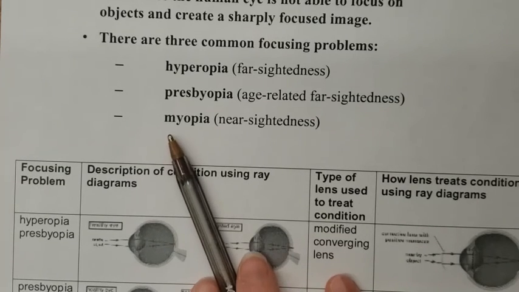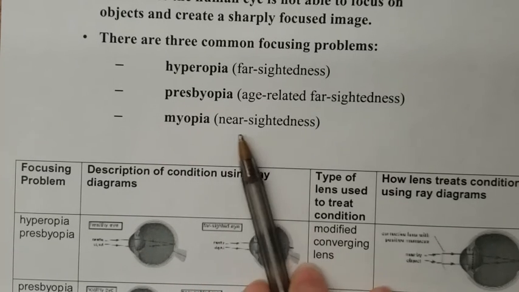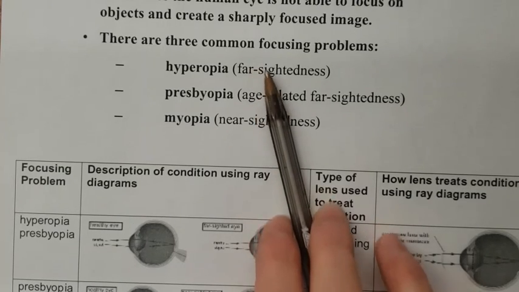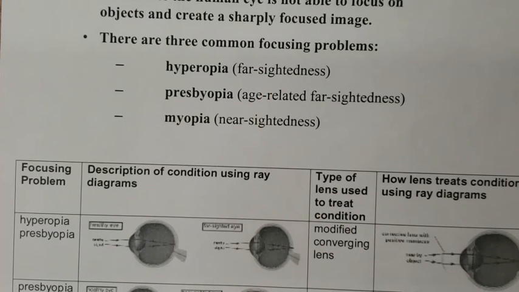And then the last one is myopia, which is nearsightedness. That means you can only see things near. You can't see things far away. And that can be corrected with glasses as well. So there are three different problems that can go wrong with the eyes.